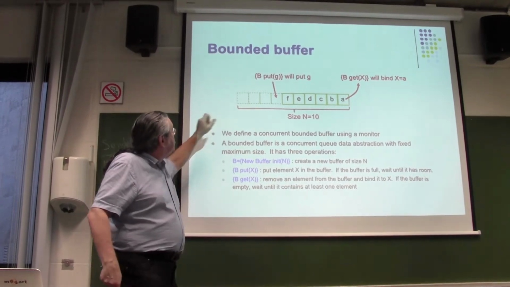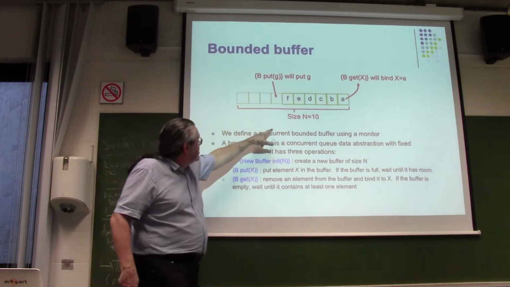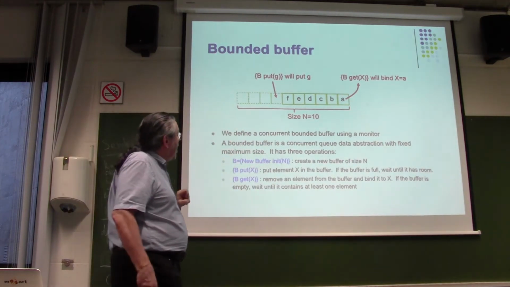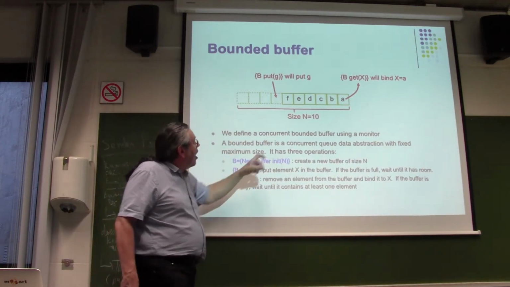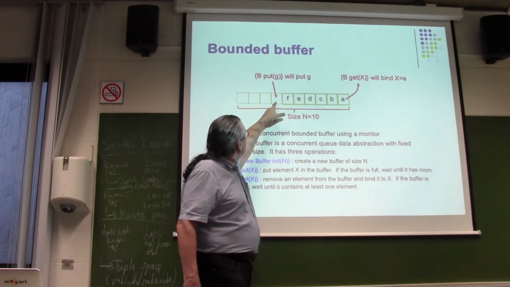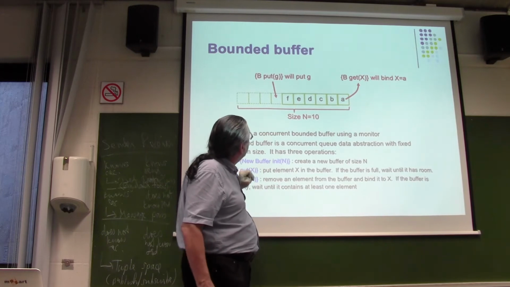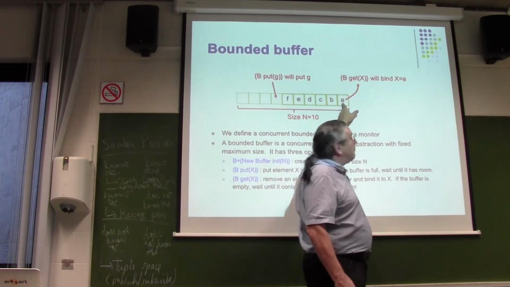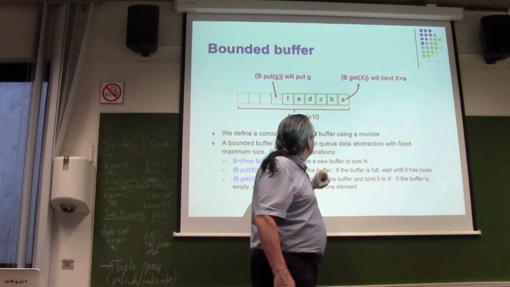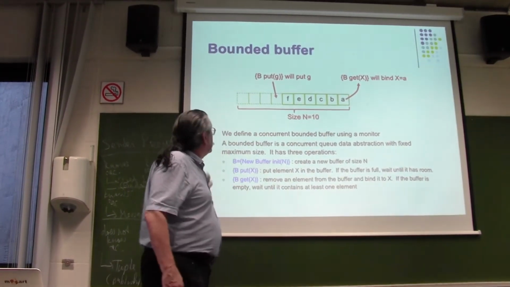I'm going to now explain again what a bounded buffer is. So let's say here I have a bounded buffer of size 10. So I have an array of 10 elements, and I have two operations: a put operation and a get operation. Put will put something, like here the data G, in the bounded buffer, and the get will remove the one that was put longest ago. So here the get will bind X to A and the put will put G. And the maximum size is 10 here.